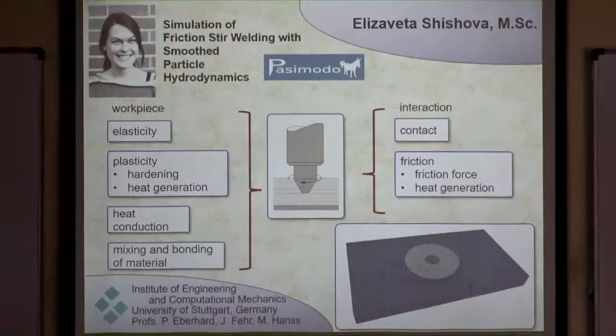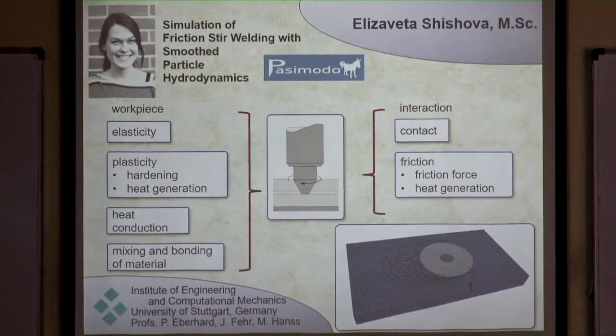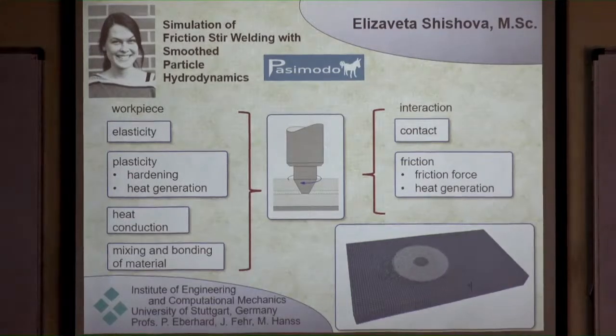And what are these particles about? With particles, you can simulate many things which you cannot simulate with other methods. For example, this is about friction stir welding. With friction stir welding, you press a tool to a workpiece, and then you rotate this tool under very high pressure. If the pressure is very high, the temperature is going up, and the material is softening.